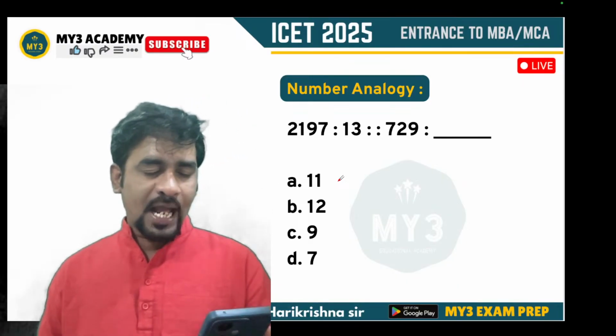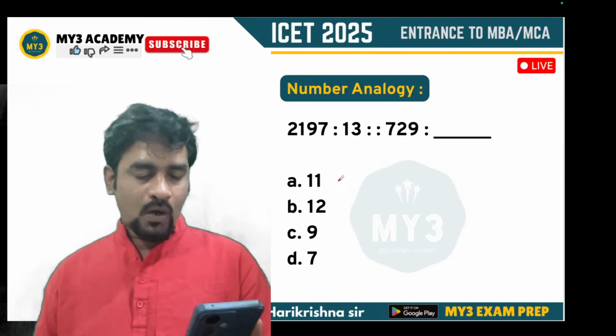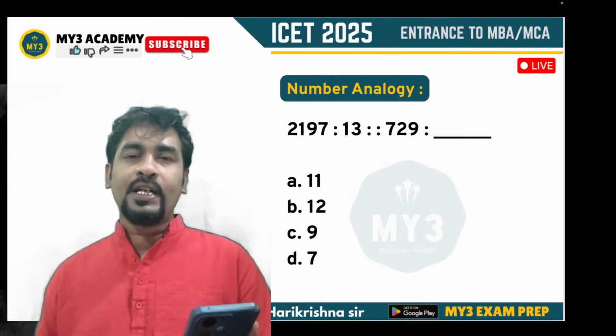Shivakrishna is saying option 9 and Venkatesh is saying option 9. Syed is saying C. Okay, Ashwin Gaud, very good, it is 9.